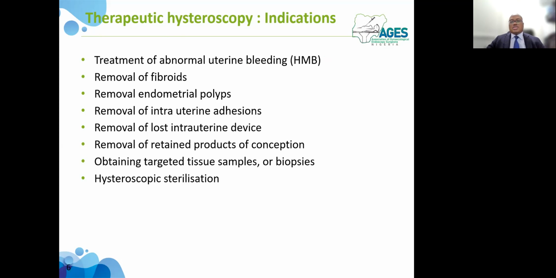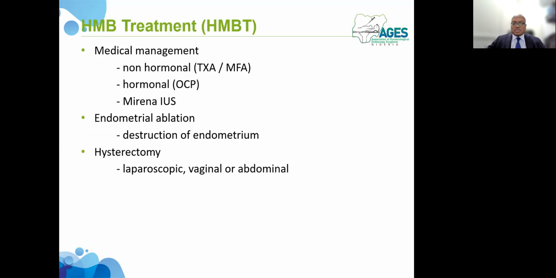The indications for therapeutic hysteroscopy include treatment of abnormal uterine bleeding, and for the purposes of this presentation, heavy menstrual bleeding, for removal of fibroid, endometrial polyps, intrauterine adhesion, lost intrauterine devices, retained product of conception. It could also be used for obtaining targeted tissue samples or biopsy, and lastly, for hysteroscopic sterilization for contraception purposes.